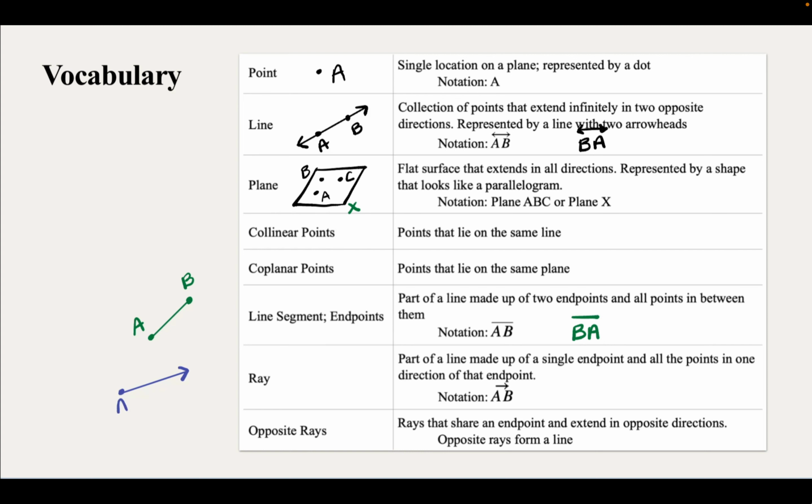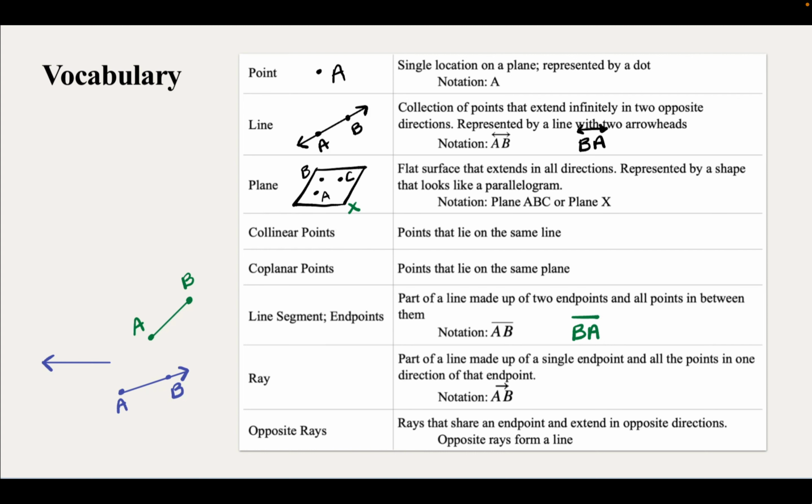Now we have to be really particular with how we name a ray. To name a ray, we start off with the endpoint, and then we choose any other point on this ray. So we have to have the endpoint, but the other point is up to you. So we would say A, that's my endpoint, and then B. And I would notate it with a little ray right above it. Now, if my ray was pointing in this direction, that would not change my notation. So this notation is always going to point to the right, even if your ray is pointing to the left.